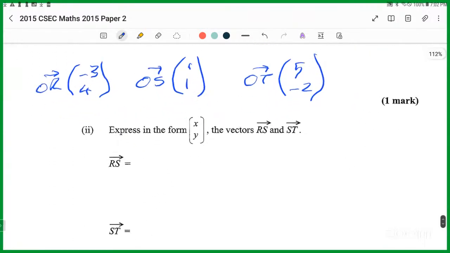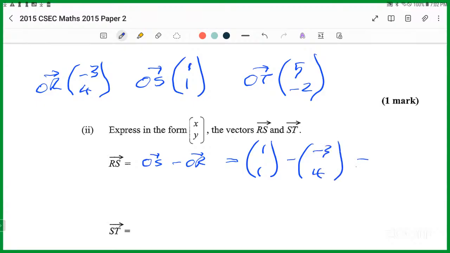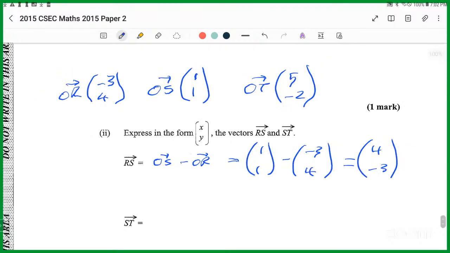So we're trying to find the vector RS, which is OS minus OR. O times the last minus O times the first. So it's this one minus this one. It becomes (1, 1) minus (-3, 4). Careful with these negative signs. That minus minus right here means a plus. So 1 plus 3 is 4, and then 1 minus this 4 is negative 3. That's the vector RS.